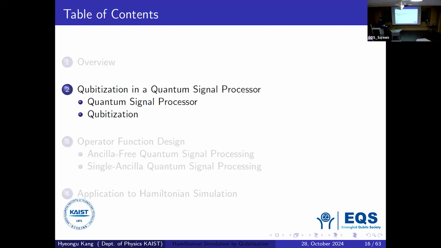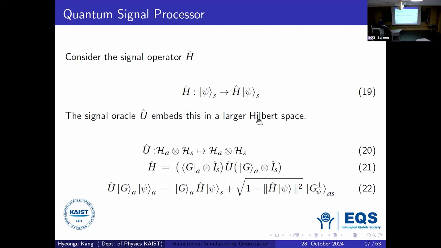And now we begin our talk about qubitization and the quantum signal processor. I'll explain what the quantum signal processor is, and then what qubitization is, the core theme of this article. First, we have a signal operator H, and as I said before, the signal oracle U embeds this in a larger Hilbert space. So we can define U and G in these terms.